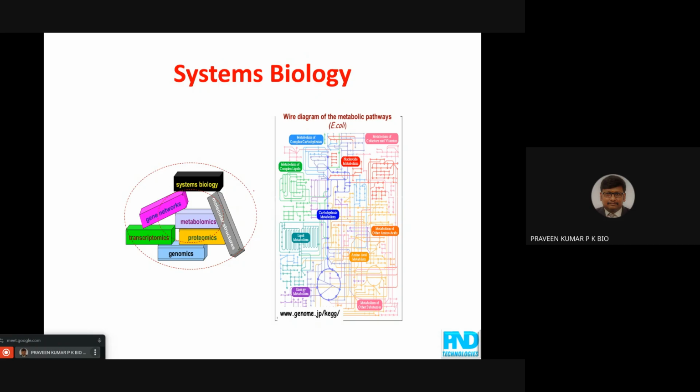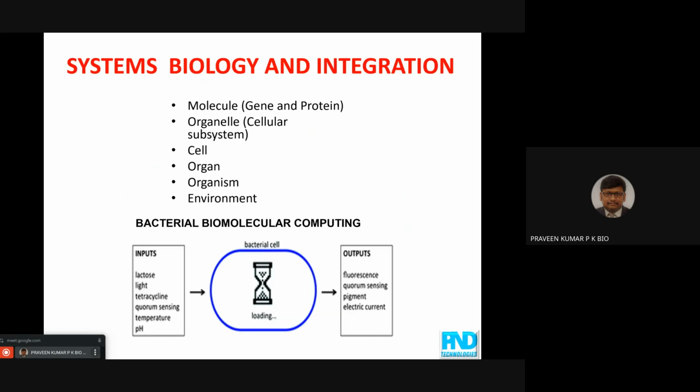So, studying all these kinds of omics, along with the structures and also gene networks, everything comes under systems biology. Here on the right side, you can see a picture of a metabolic pathway network of E. coli taken from the KEGG website, that is genome.jp/kegg. In systems biology, we can also see a part of a study called biomolecular computing.